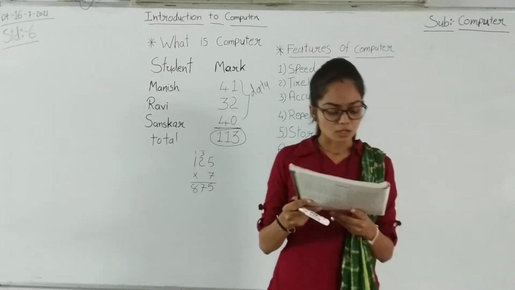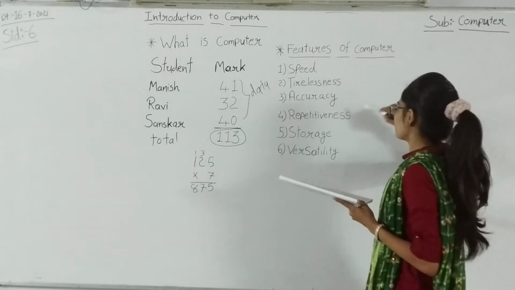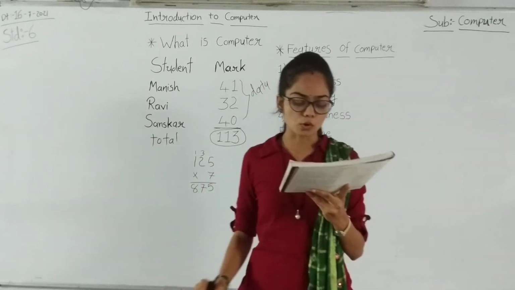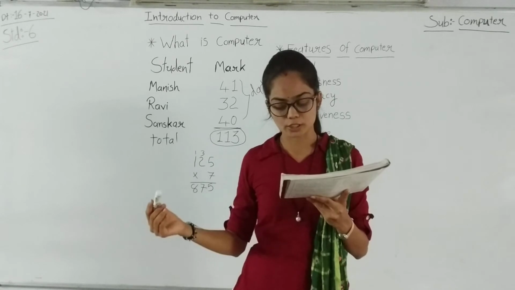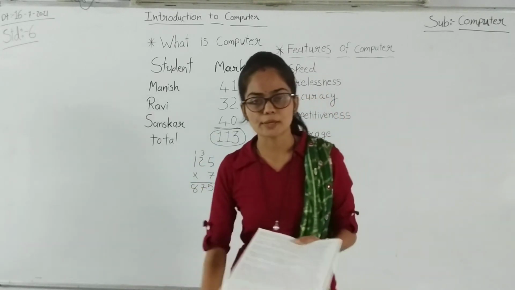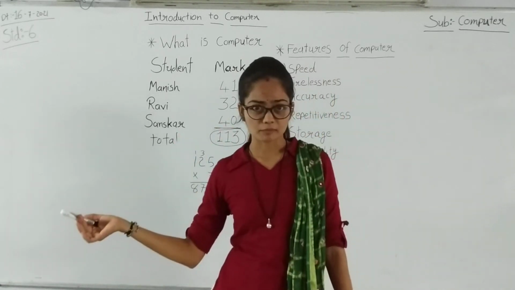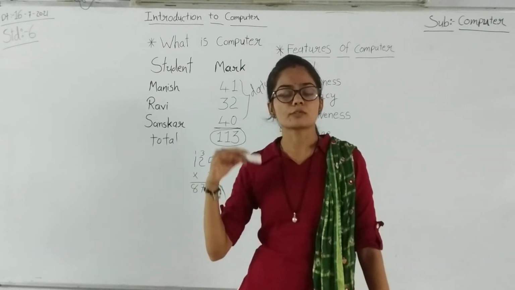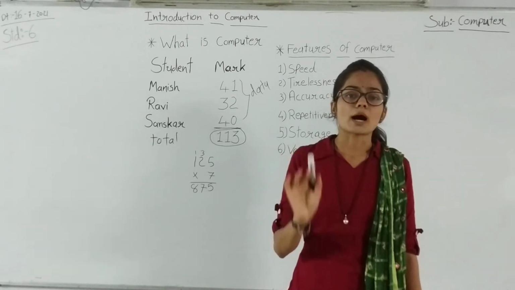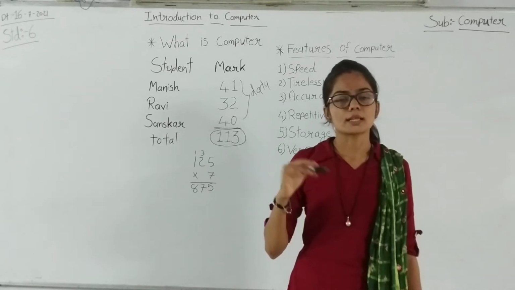Okay. Storage. Now, the fifth feature of a computer is storage. A computer can store a large amount of information. This information could be text or even a picture. We can store any kind of data and a large amount of data by using a computer.